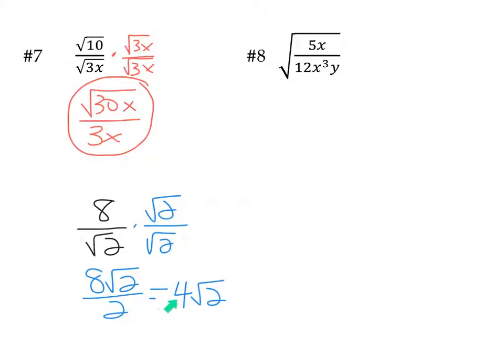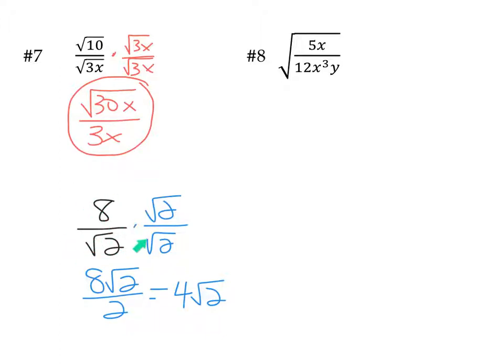8 divided by 2 is 4. And I have the square root of 2. So this fraction here, if you put 8 divided by the square root of 2 in your calculator, hit enter, and you do 4 square root of 2 and hit enter, you're going to get the same long decimal answer that's on your calculator. These are equivalent to each other. We just typically don't want to have our final answer with a radical in the denominator.